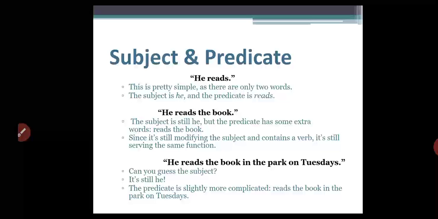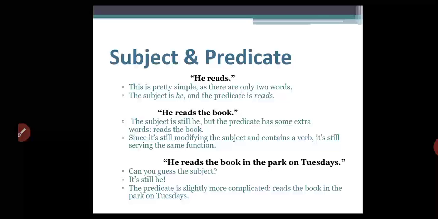He reads the book in the park on Tuesdays. The first sentence is very simple, with two words, he reads. Then we had some extra words, he reads the book. Then we have a whole big complex sentence, he reads the book in the park on Tuesdays. Any guesses about the subject? Yes. Still the subject is he. He reads the book, subject is still he. He reads the book in the park on Tuesdays, still the subject is he.